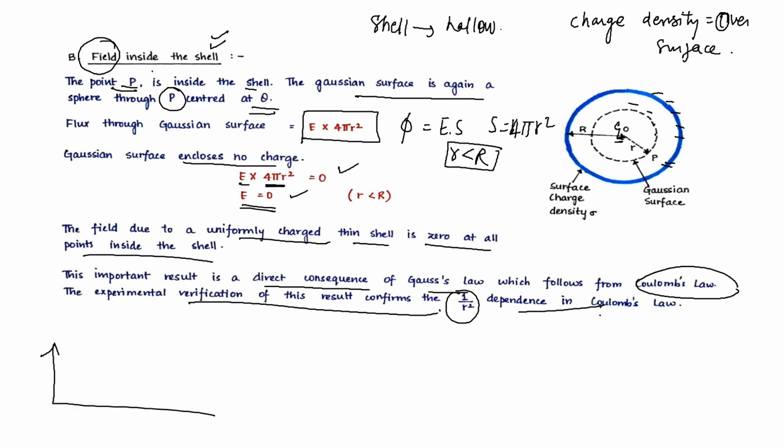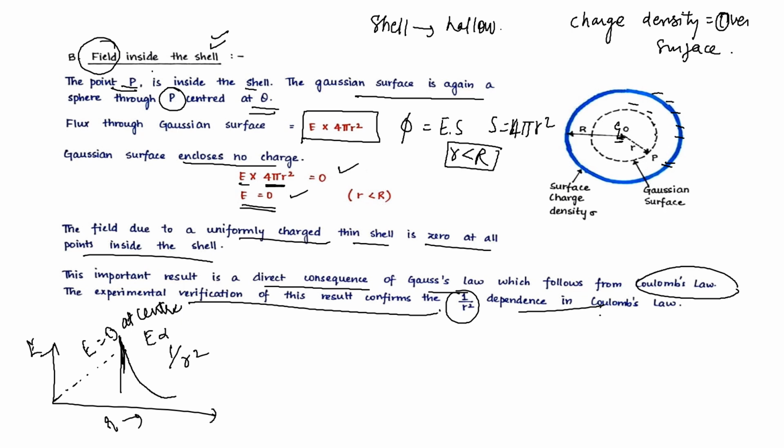Like in this, we have made a graph. This part will be 0, and after this there will be a fall as per r square. As we move from the center, there will be a reduction in the electric field. So such a graph is made: here E equals 0, and here E is proportional to 1 by r square. This is the point at the center. So this is the radius, and on this axis we define the electric field. So this is the graphical relation.